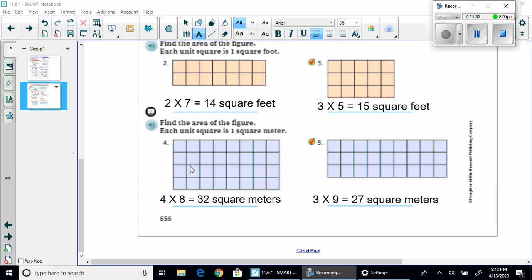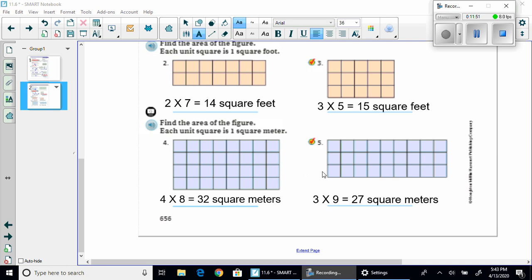All right, so number 4, again, you count the rows first. So my first factor is 4. We have 4 rows. Our second factor was 8. We have 8 in each row. So my area for this figure would be 32 square meters.